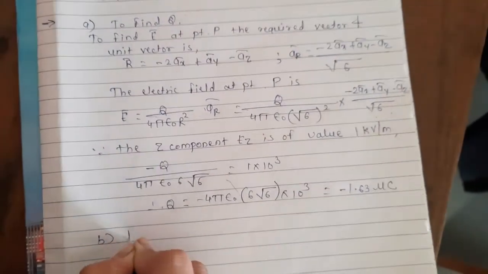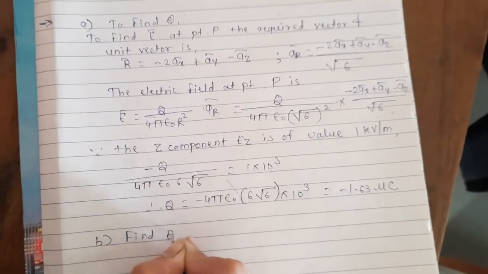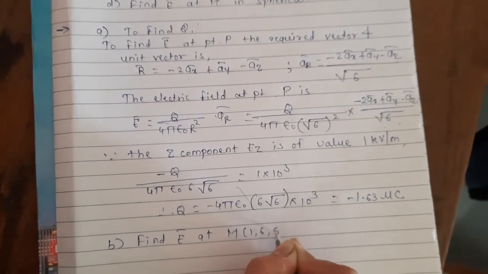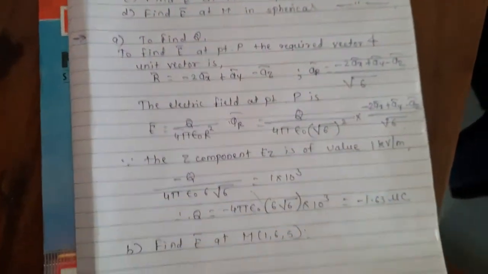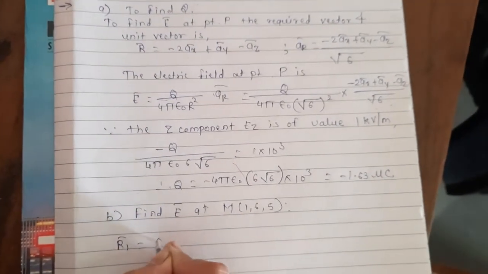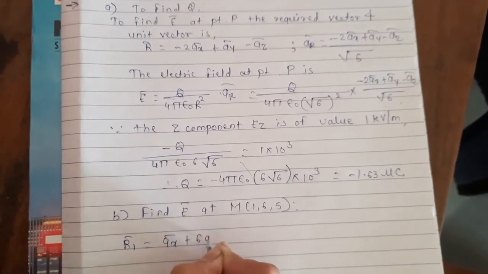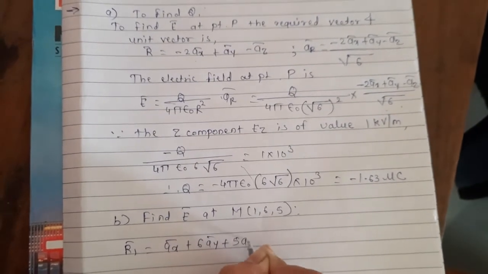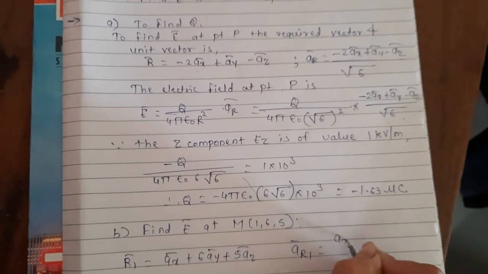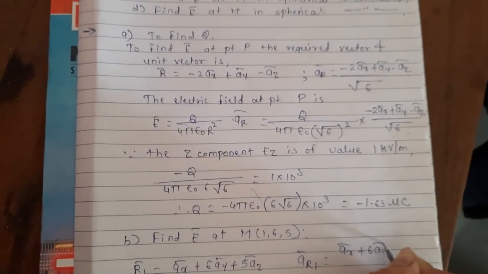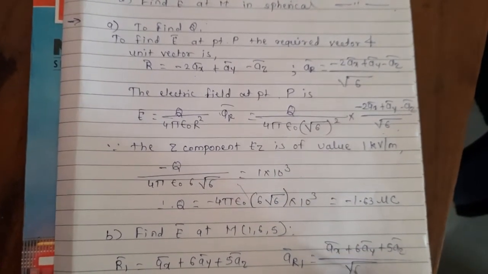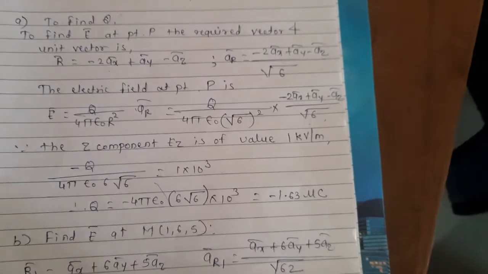Second part is to find E bar at point M (1, 6, 5), the required vector and unit vector. So R1 bar is equal to AX bar plus 6 AY bar plus 5 AZ bar. So AR1 bar is equal to AX bar plus 6 AY bar plus 5 AZ bar divided by square root of 62. So we draw out here the vector.